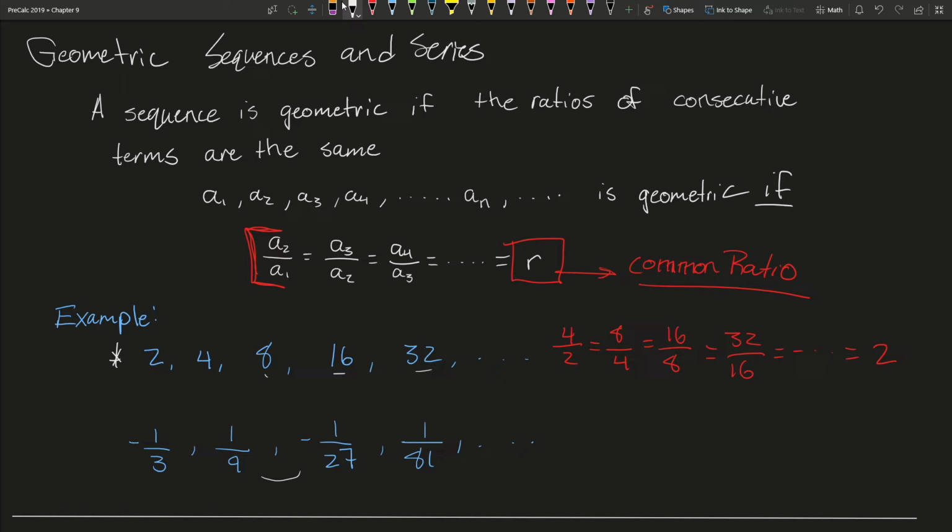And quickly, I want to go over actually finding the ratio. So by definition, you would have 1/9 divided by -1/3. And that should be equal to -1 over 27 divided by 1/9. And that should be equal to 1 over 81 divided by -1 over 27.